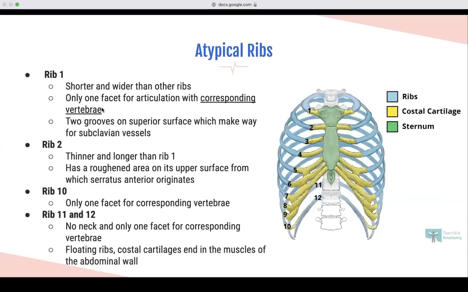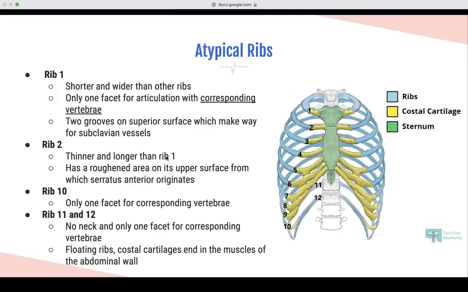So the first rib, it's shorter and wider than the other ribs. That's one thing that makes it atypical. It has only one facet for articulating with the corresponding vertebrae. So this is the first rib. You can see here, it only articulates with one facet, okay? It doesn't have two facets like the other ribs. And it has two grooves on the superior surface, which make way for the subclavian vessels, yeah.